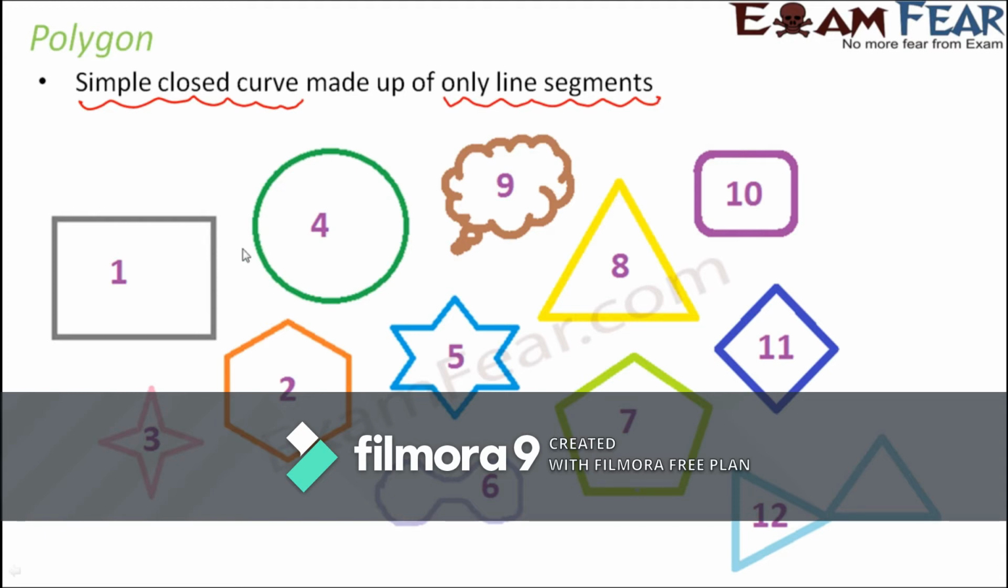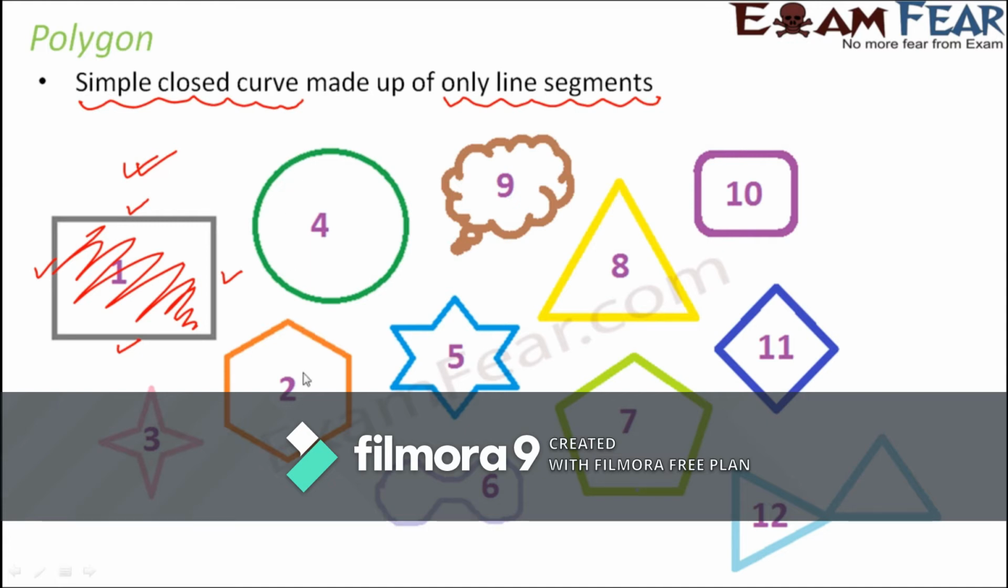The first one, is it simple? Yes, it is a simple curve because it doesn't cross itself anywhere. It is also a closed curve because it encloses a region inside it. And is it only made up of line segments? Yes, that is also true. This is a line segment, this is again a line segment, this is again a line segment, and so 4 line segments together form this simple closed curve. So this is an example of a polygon.